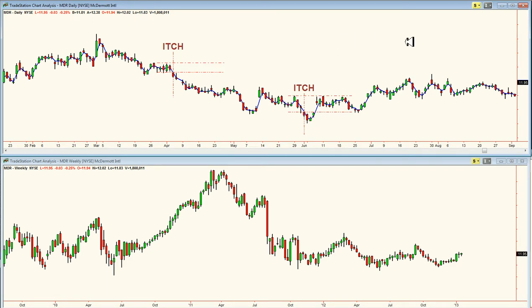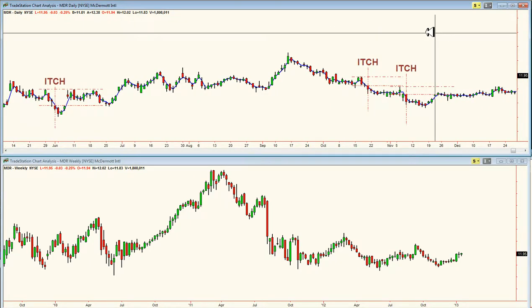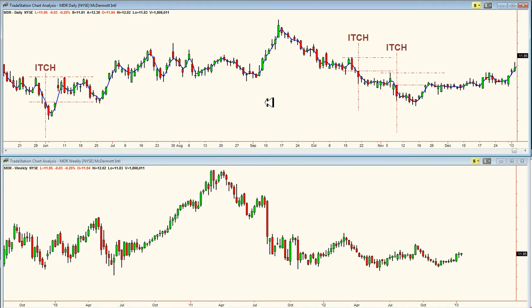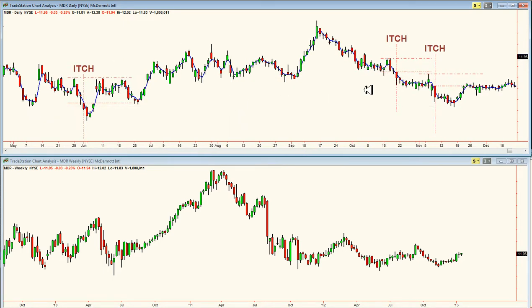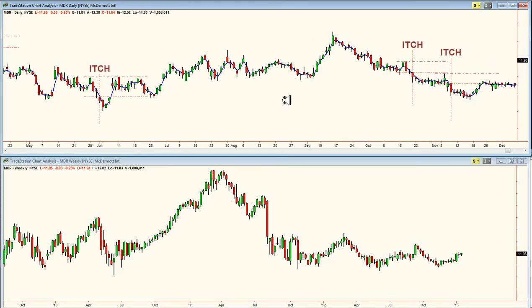So multiple trade opportunities and multiple opportunities for us to work on our discipline, not only to enter trades but exit them with small losses or really good gains. And that's what good solid trading is all about.